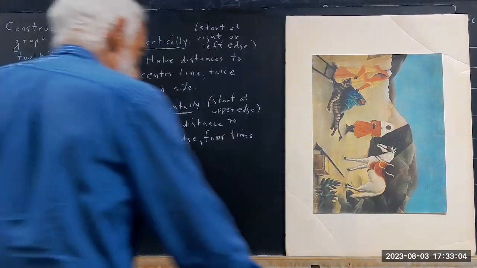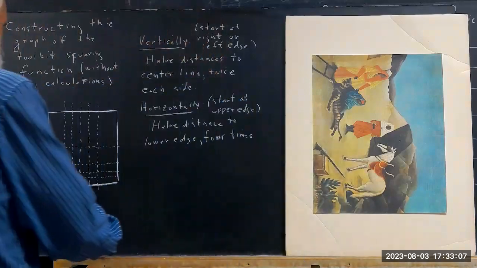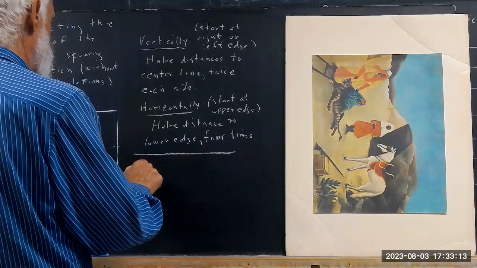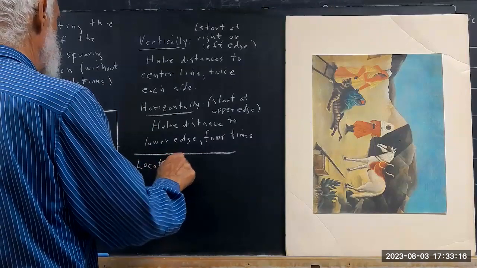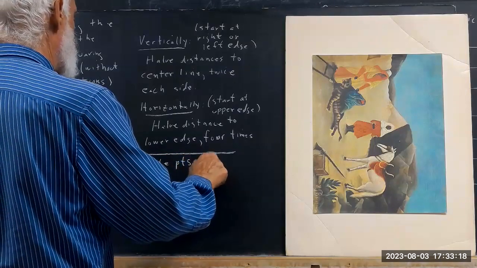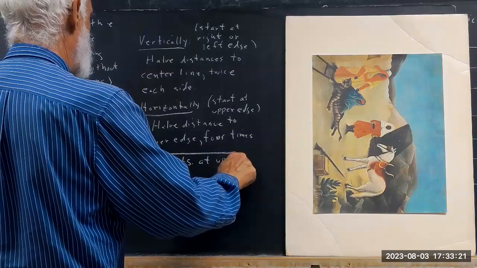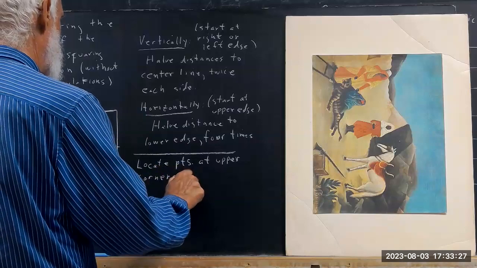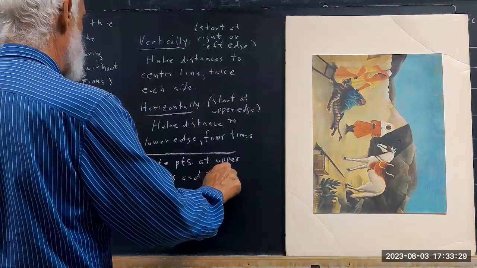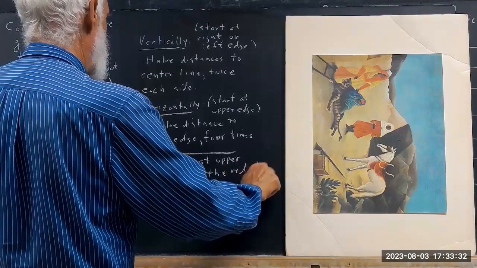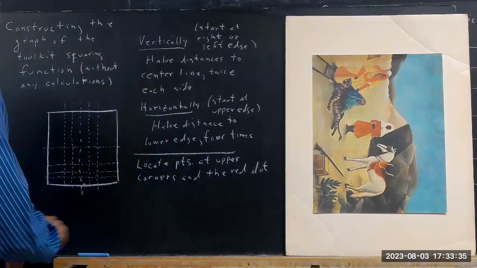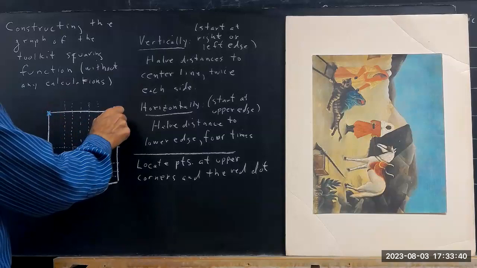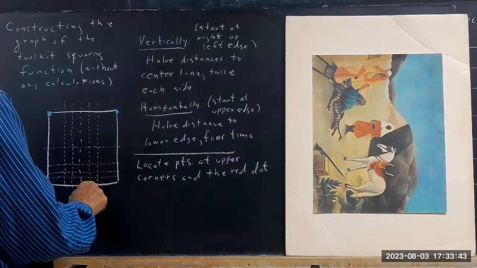Now, we're going to locate some points. First of all, locate points at the upper corners, and at the red dot. So we're going to locate a point up here. Just put a big X here. Big X here. Big X through the red dot.